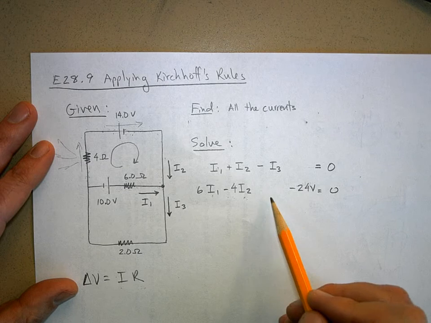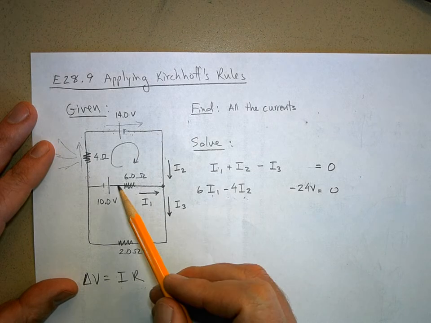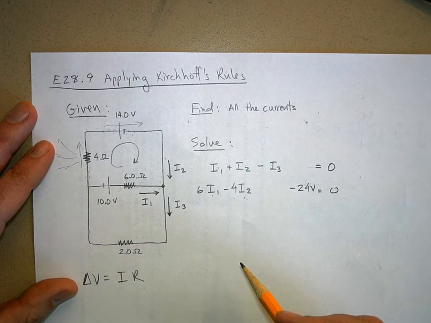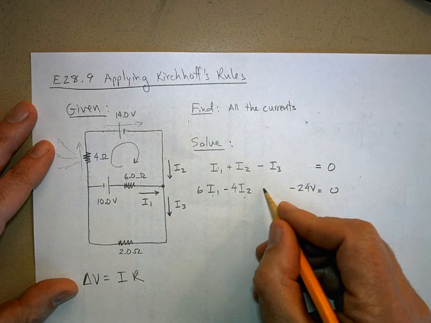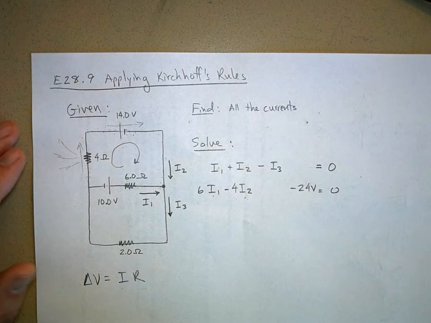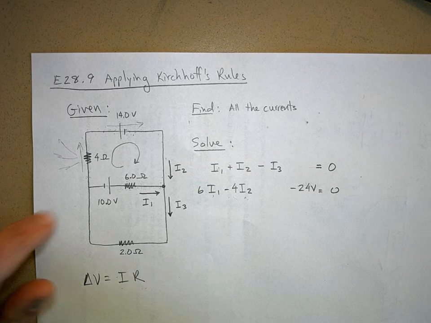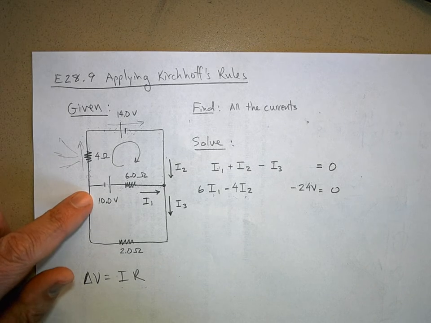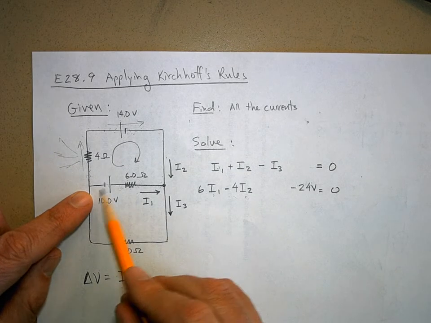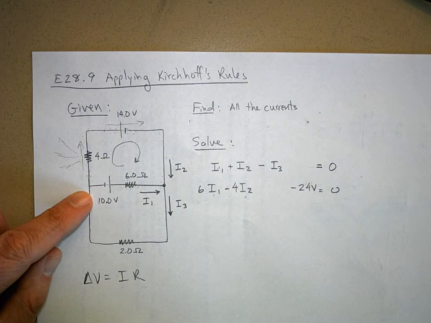Notice what I don't have. In this loop, there's no I3, is there? So I'm just going to leave it blank like that. Yes? So you lost 10 volts on that 10 volt battery because you went from the positive terminal to the negative. Exactly. I'm going against the battery.